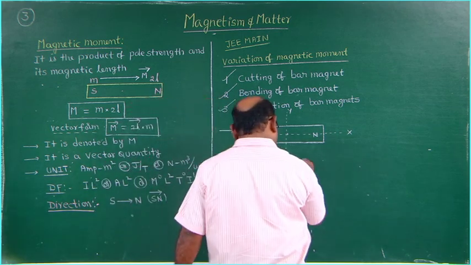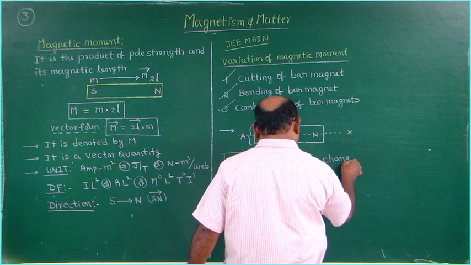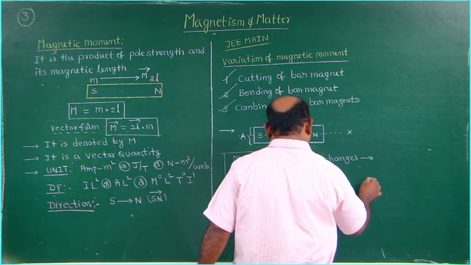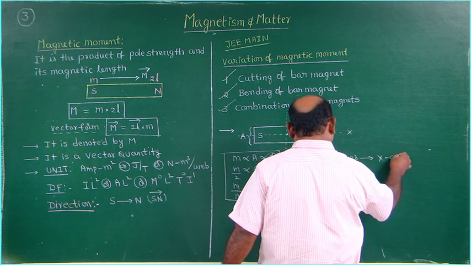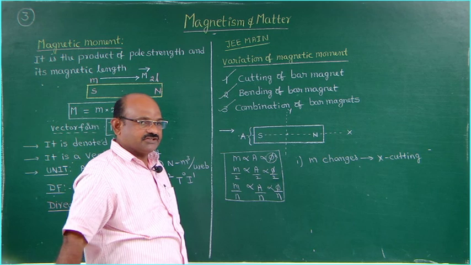Pole strength changes, the first point. M changes, pole strength changes during X cutting. X cutting means the bar magnet is cut along the x direction.